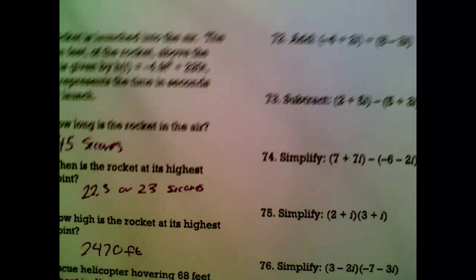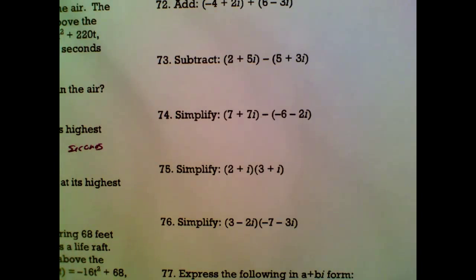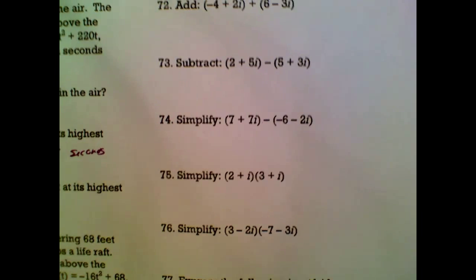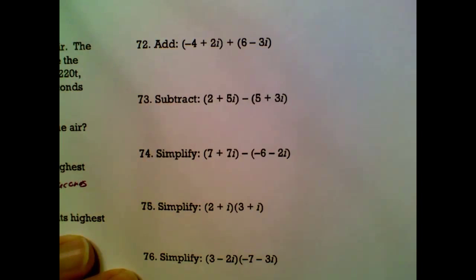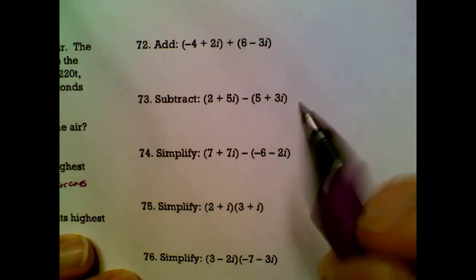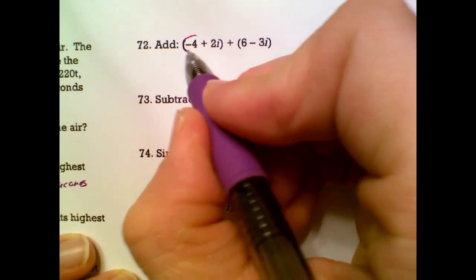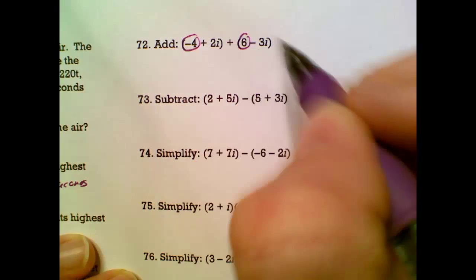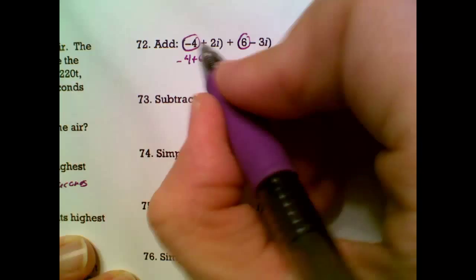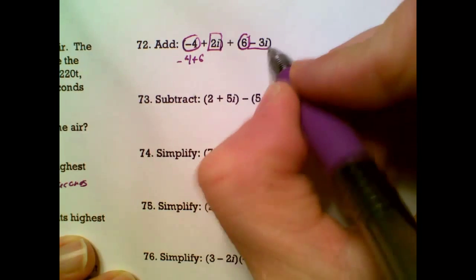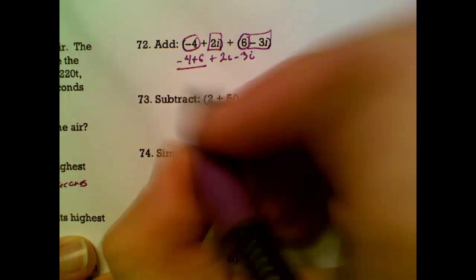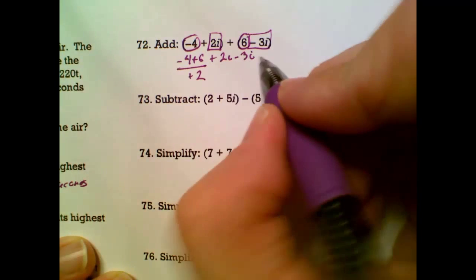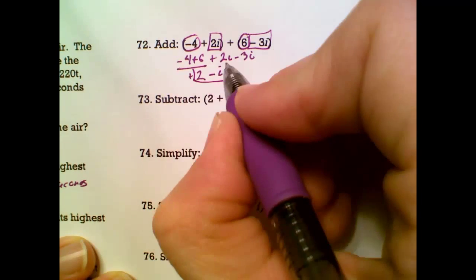Okay, going up to 72, we're going to be starting to work with imaginary numbers, adding, subtracting, multiplying, dividing, all that good stuff. So let's start with this one, 72. It says add these. Well, really what you do is treat them like the like terms. Treat the i's like the x's in a little bit. We got to bring this and this together. Well, what's negative 4 plus 6? And then we have to bring this and this together. So plus 2i minus 3i. Well, negative 4 plus 6, that's positive 2. And 2i minus 3i is negative i. So my solution is 2 minus i.